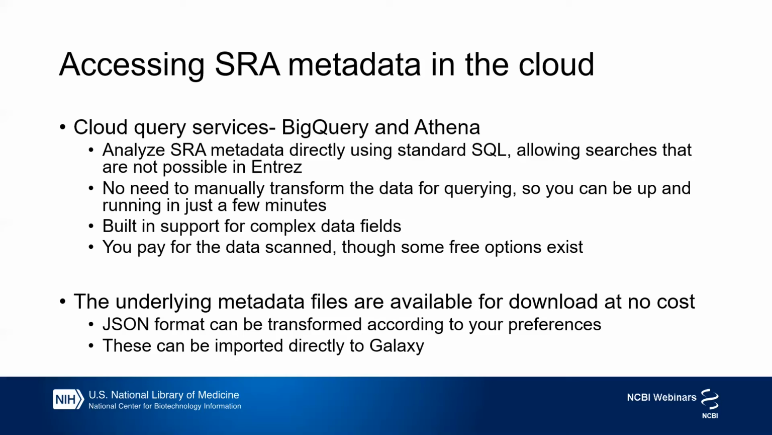And Amazon's Athena has some credit systems for research and education that you can get some free time with as well. So that's one way you can access it natively in the cloud. However, the underlying metadata files are available for download at no cost. This is an anonymous download. There are no egress charges. The data is in JSON format, so you can download that and transform it according to your preferences, however you like. And that's what we're going to show you in this training coming up. You can import these directly to Galaxy and query them there.